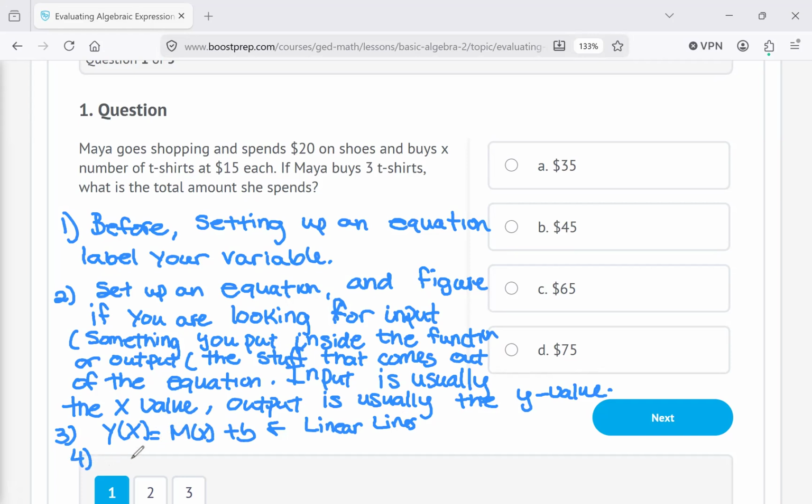And then rule four is kind of like rule two: find the input or output. This is after you label your variables and find your equation. You just have to ask yourself, am I looking for an input or an output? And that's pretty much how you evaluate word problems involving algebraic expressions.